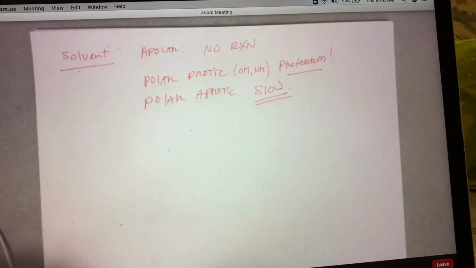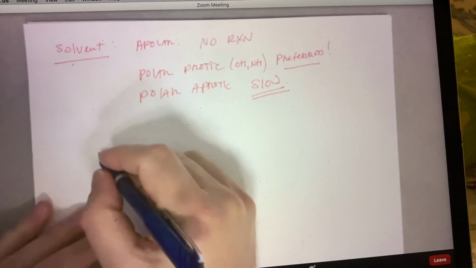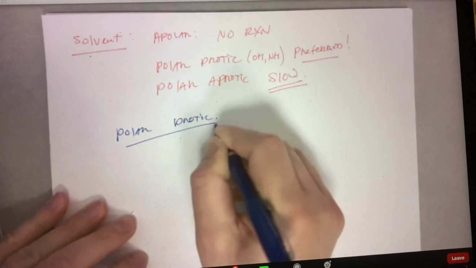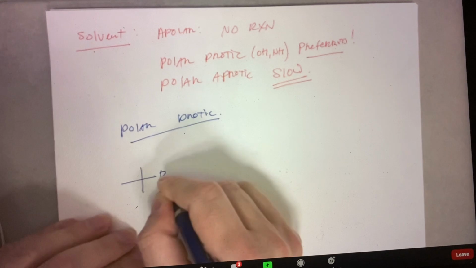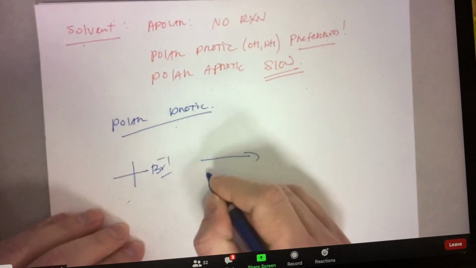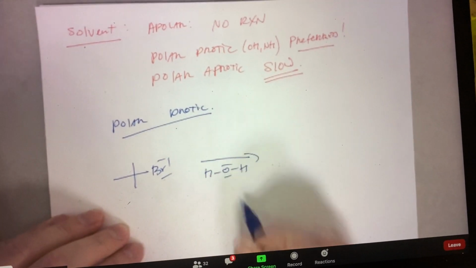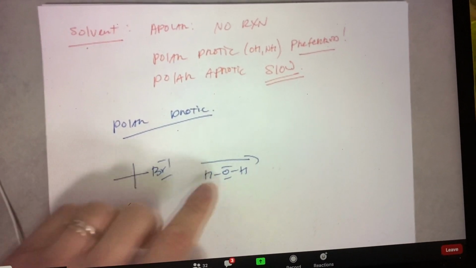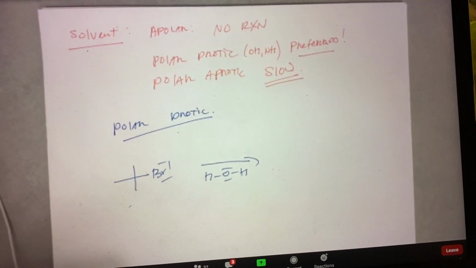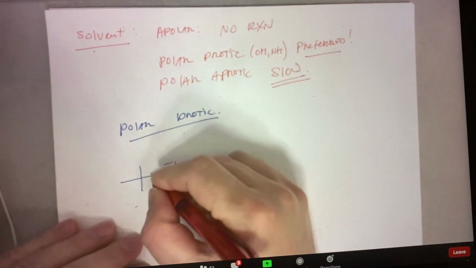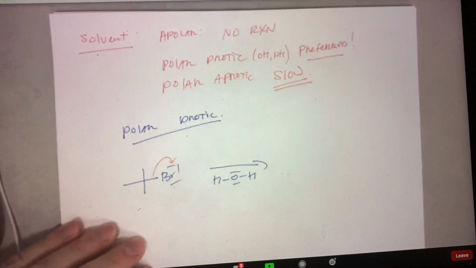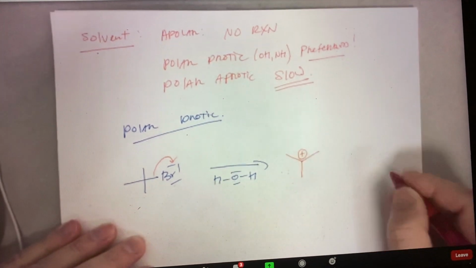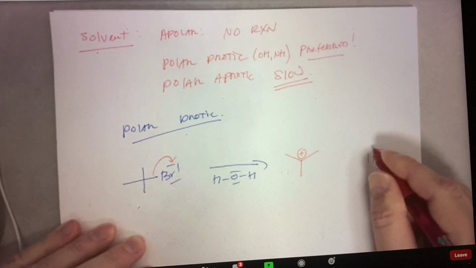So for polar protic solvents, and we've been using water almost exclusively, and we'll keep using water. It's a poor nucleophile, but it reacts because carbocations don't care about the nucleophile. But let's actually see what happens when water is the solvent. Why is this preferred? Well, this group leaves, and we generate two species here. We generate a carbocation, and we generate Br minus, our leaving group.